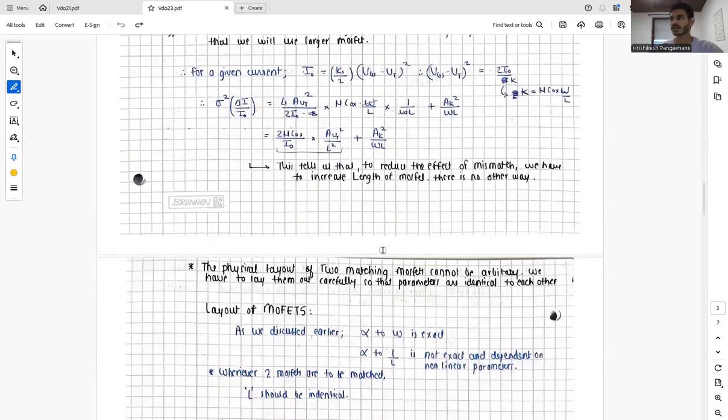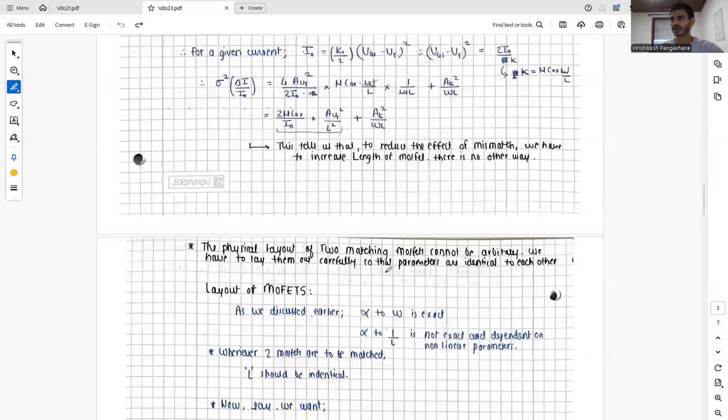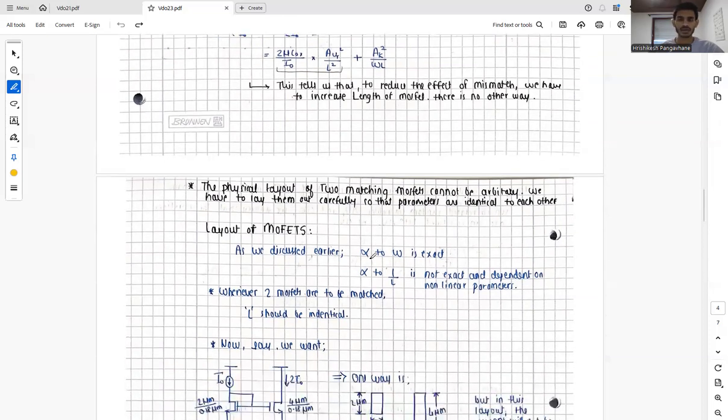So the physical layout of two matching MOSFETs cannot be arbitrary. We have to lay them out carefully so that the parameters are identical to each other. So we will talk about the layout of the MOSFETs as well.